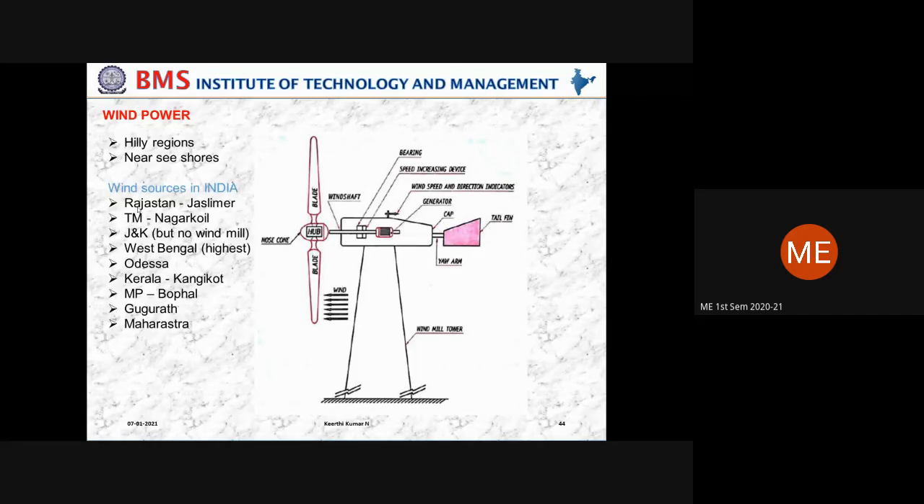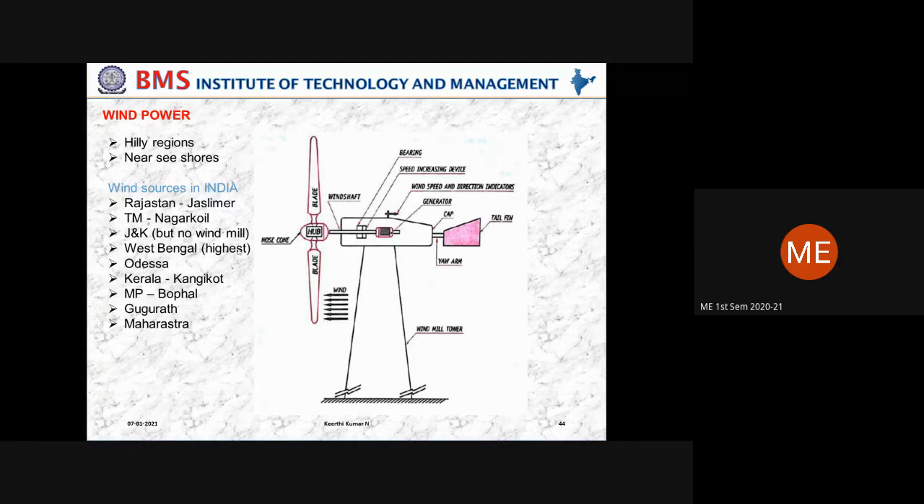And probably wind sources in India, whatever the wind speed I told, we can see in Rajasthan, Tamil Nadu. I have written the places also. In Jammu and Kashmir, you can see maximum wind blowing there, but still not even a single windmill plant is installed there.